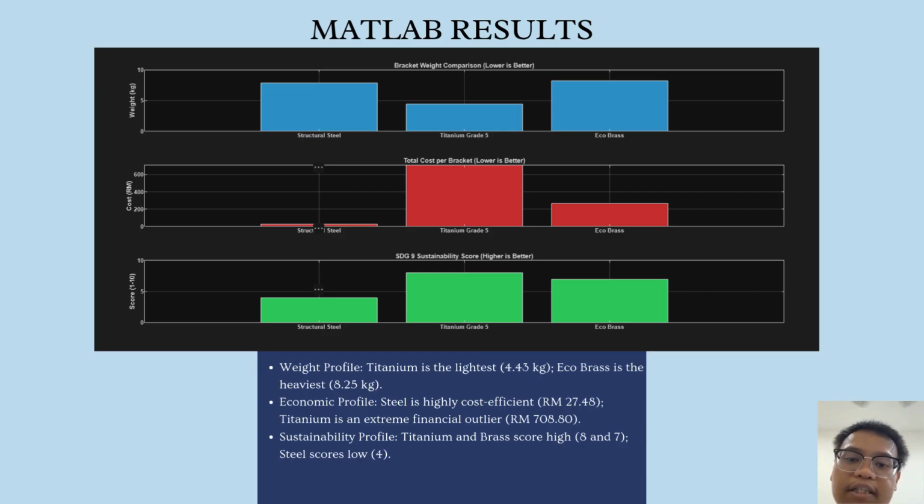Now, last but not least, we visualize the performance using these bar graphs generated by our MATLAB code. On the weight chart, you can clearly see titanium is the lightest, which is great for motor energy efficiency. On the cost chart, or the pricing, steel is the clear winner for budget-constrained projects. And on the sustainability chart, you can see how titanium and eco-brass lead the environmental performance. So our tool effectively balances these three conflicting factors into a single objective score, preventing human bias from influencing the decision.